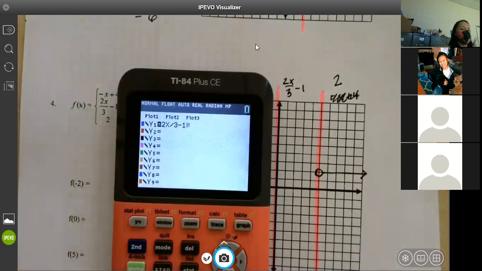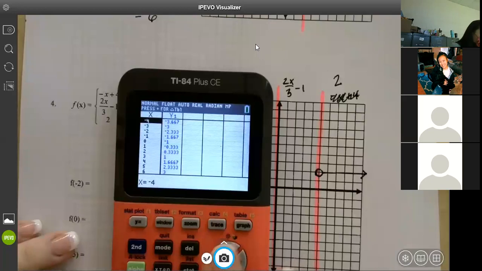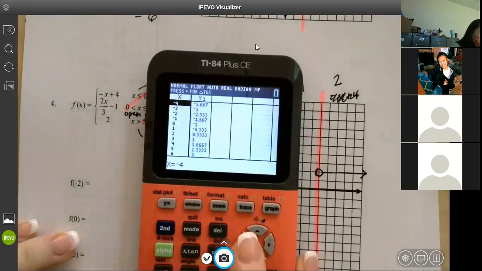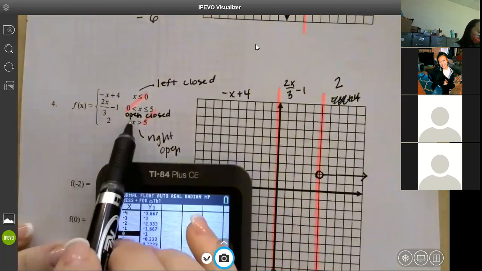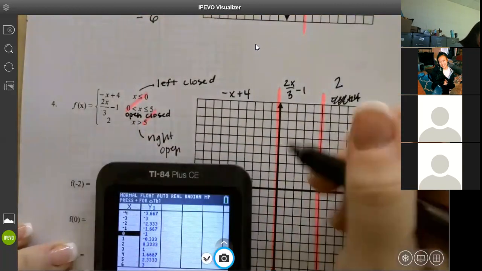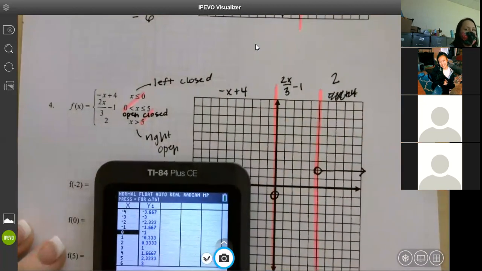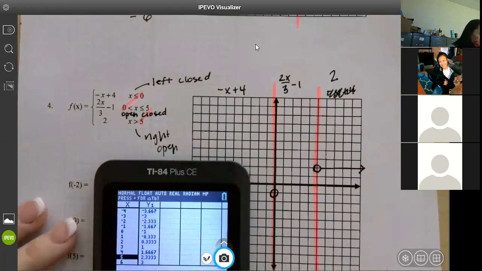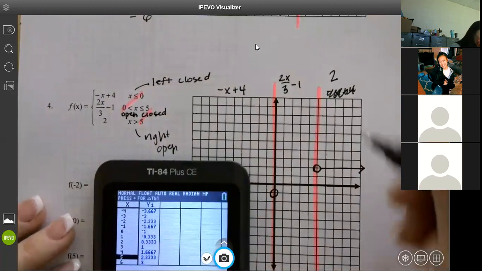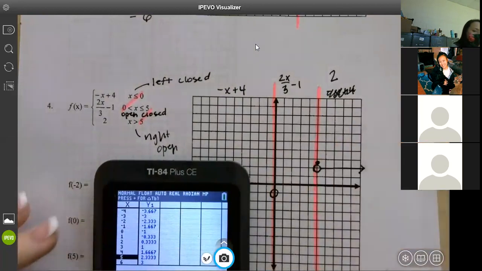The next one is 2x minus 3. I'm sorry, 2x over 3 minus 1. On the 0 boundary, we have negative 1. Look at this. On the 0 boundary, it's open at negative 1. 0, negative 1 is open. And again, I over-exaggerate it. On the 5 boundary, it's at 2.3, and it is closed. So I'm just going to put a closed dot.